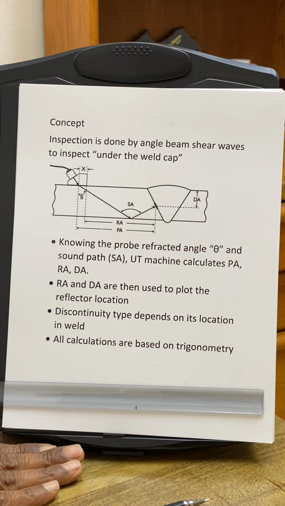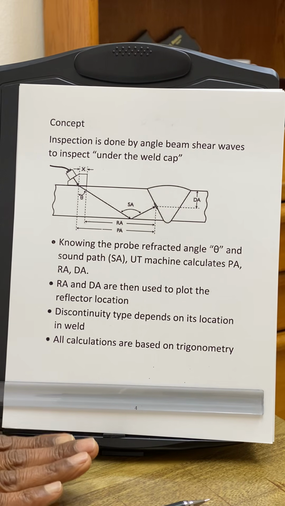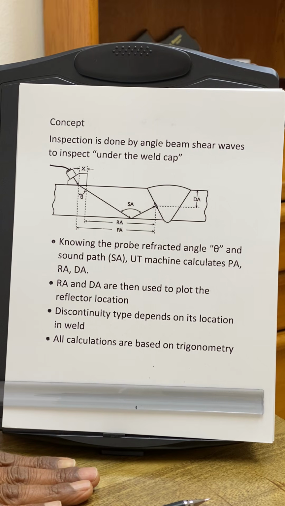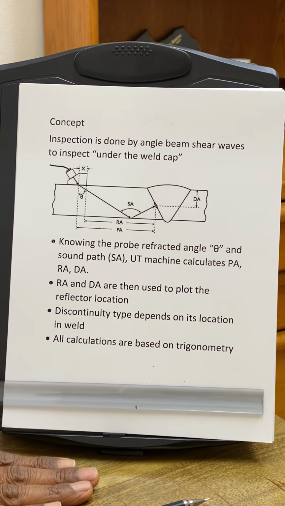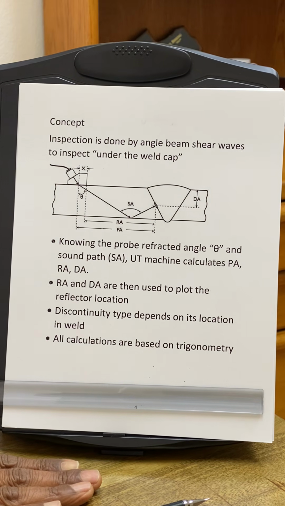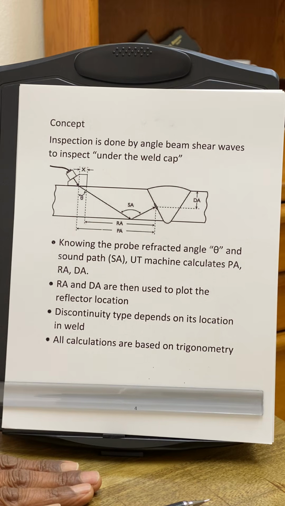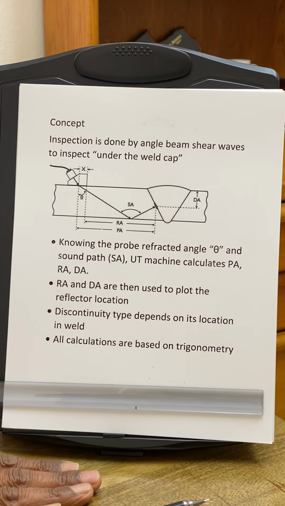It's very important before we do the inspection that we know the configuration of the weld. We should know the exact thickness of the component we are inspecting. If we do not know the thickness, then the machine will not place the flaw correctly inside the weld, and that will lead to misinterpretation of the flaw.